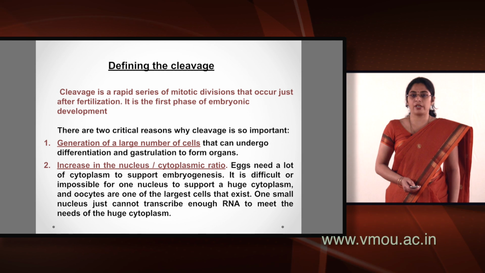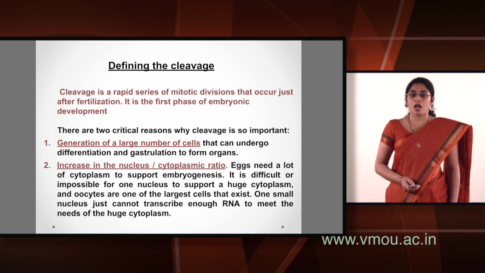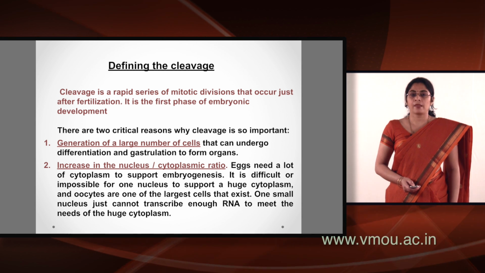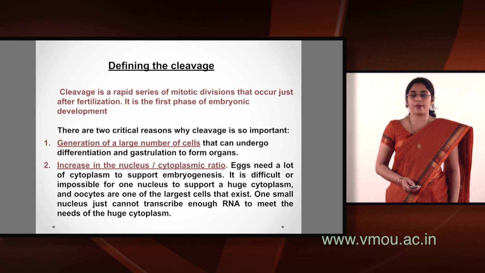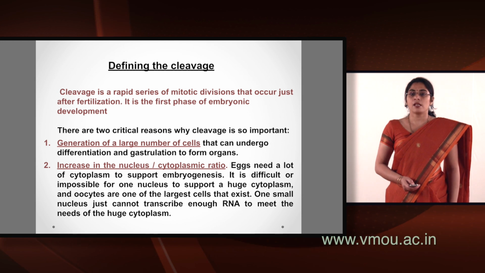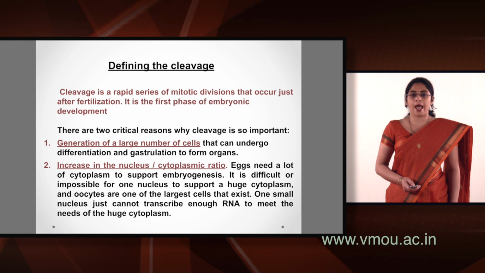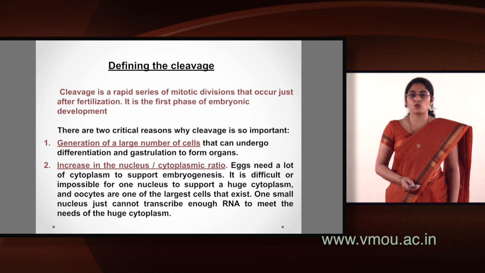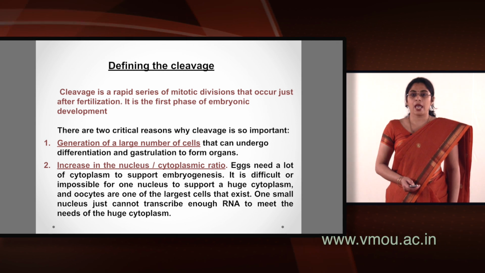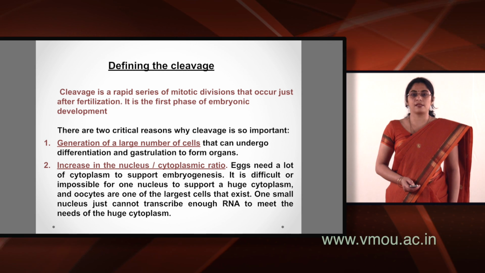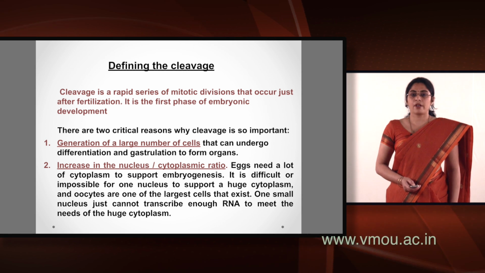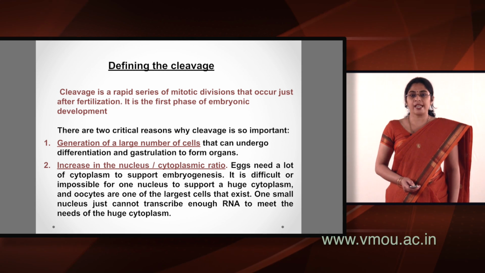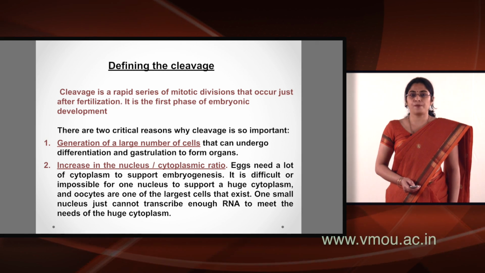First, generation of a large number of cells that can undergo differentiation and gastrulation to form organs. Second, increase in the nucleus cytoplasmic ratio. Eggs need a lot of cytoplasm to support embryogenesis. It is difficult or impossible for one nucleus to support a huge cytoplasm, and oocytes are one of the largest cells that exist. One small nucleus just cannot transcribe enough RNA to meet the needs of the huge cytoplasm.